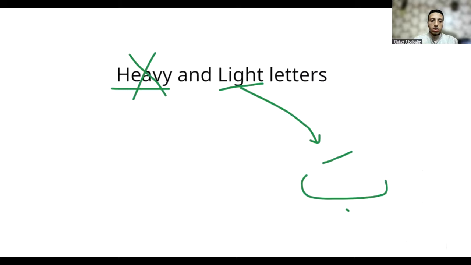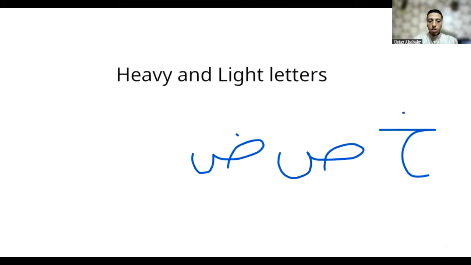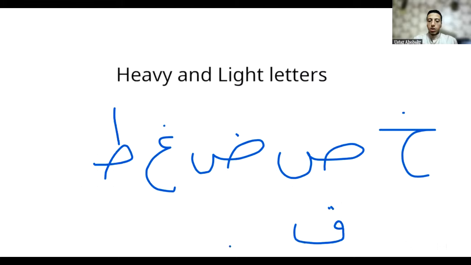How can we easily understand this? We have a certain group of letters that we have to know that represents the heavy letters in Arabic, and those are 7. We have kha, sad, dad, and then ghain, we have also ta, qaf, and dha. How many are these letters? They are 7.